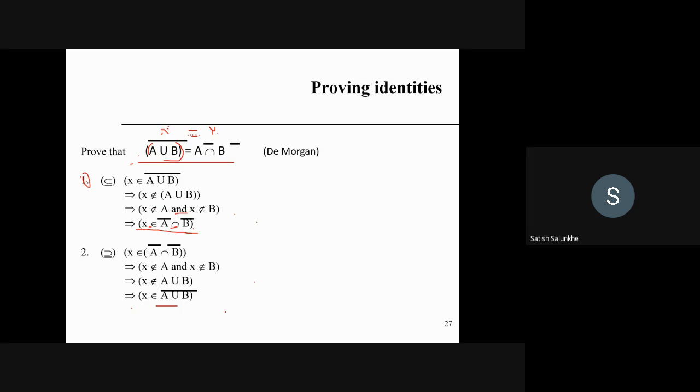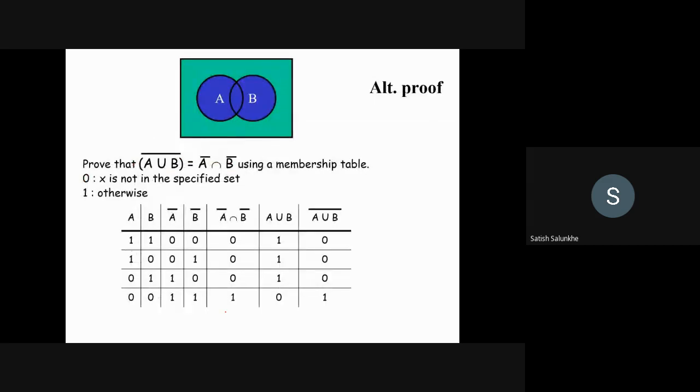This is the way you can prove any kind of equality between two sets. There is another way to prove whether this is equal or not, by using the membership table. So what is the meaning of a membership table? Whatever this set is involving, some sets A and B, if we take some truth table values in the membership table, X not being in the specified set is denoted by 0, and X belonging to the set is denoted by 1. So let us assume X belongs to set A is denoted by 1, and X does not belong to set A is denoted by 0.